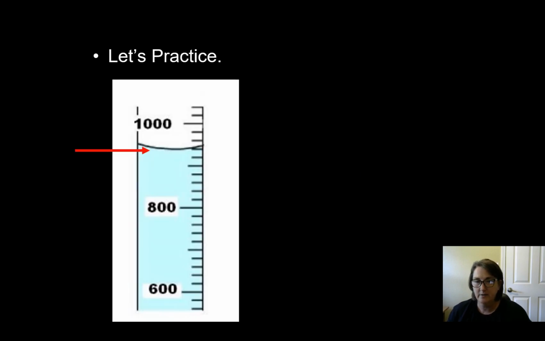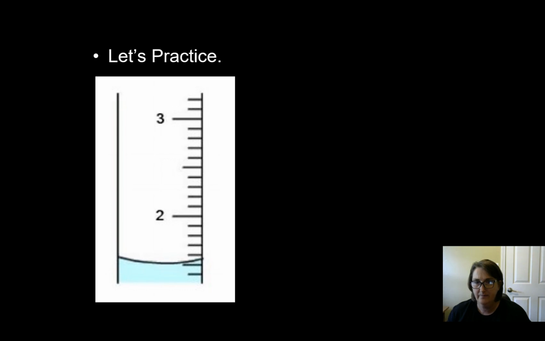I'll let you practice this one. I subtract 1,000 from 800. That gives me 20 milliliters, so each line represents 20 milliliters. I count up 820, 840, 860, 880, 900, 920, 940. So my fluid is 940 milliliters.